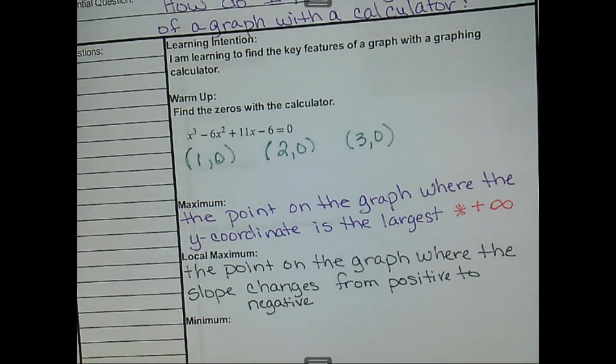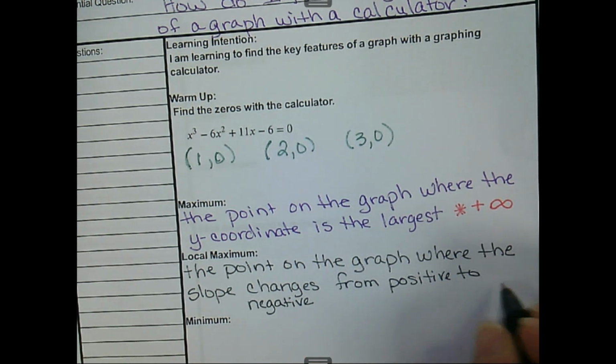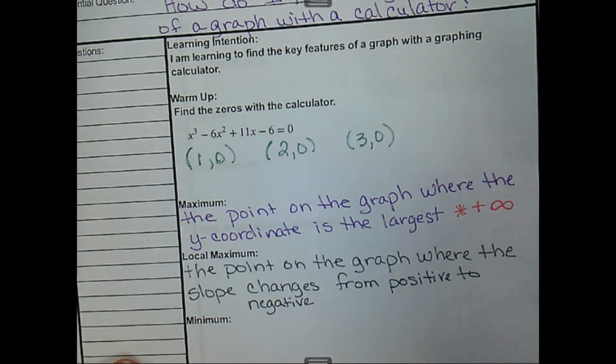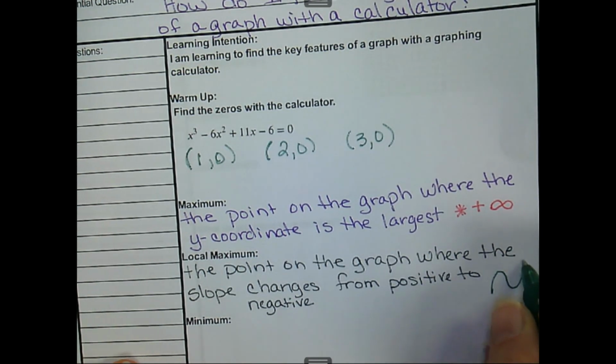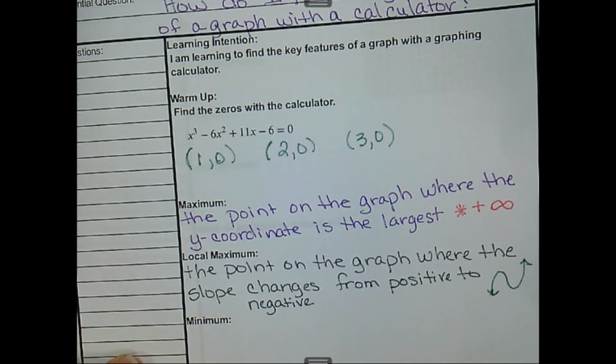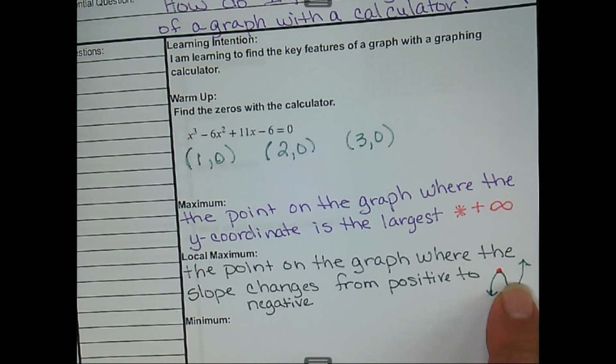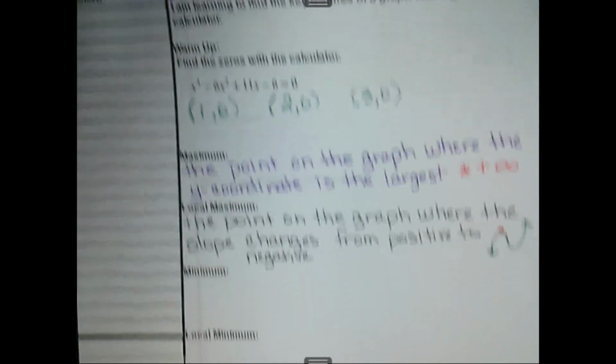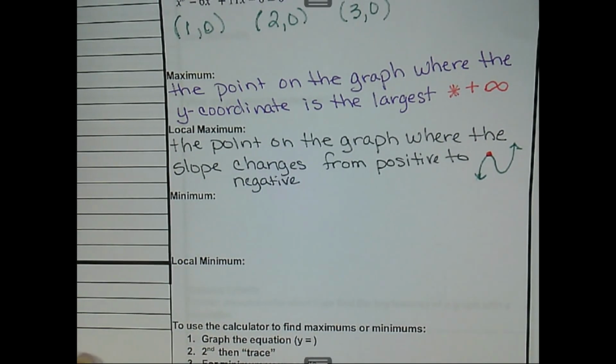Okay, let's think about what we're saying. We have a graph. The graph goes up, and it comes back down and goes back up again. Okay, a local maximum will be this point right here, where it changes from going positive to going negative. Okay, so maximum, minimum, local maximum, minimum. If the maximum is the point where the y-coordinate is the largest, the minimum is the point where the y-coordinate is the smallest.